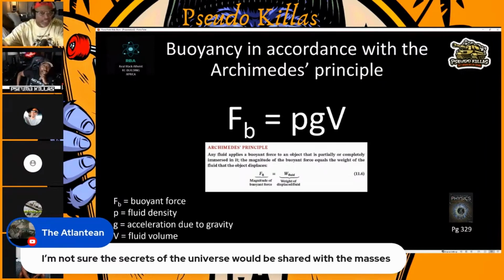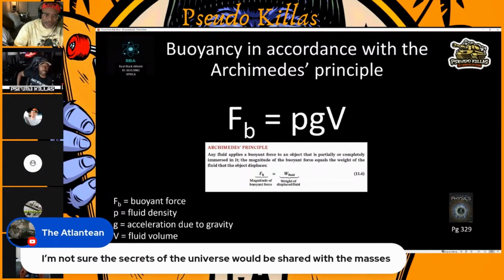This is the source of a lot of confusion. This is the source of a lot of flat earth foolery and confusion here. So when we talk about buoyancy, of course, this is buoyancy in accordance to the Archimedes Principle. We don't want to scare off anybody with equations, so we won't get into the heavy math of it.